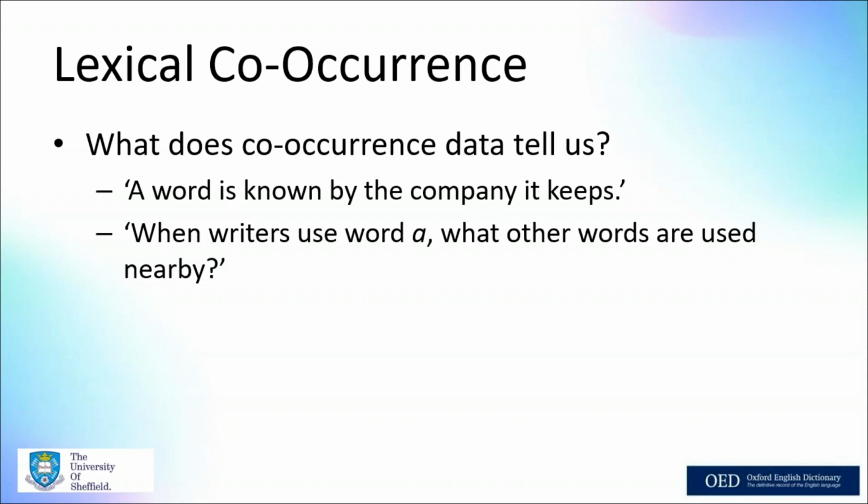John Firth is famous for having said that a word is known by the company it keeps. This was one of the early ideas in 20th century corpus linguistics. The principle here is that when one word co-occurs with another, word A can tell us something about word B. So quite literally and technically, we're asking, when writers use word A, what other words are used nearby?